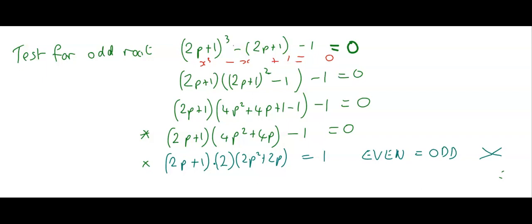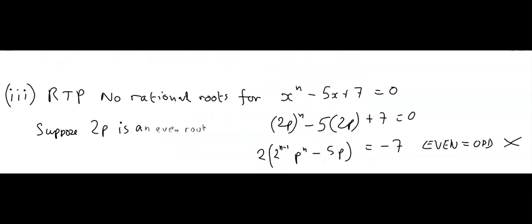This is impossible, and so the equation we have just been given can't have any rational roots, because if it had one, it would be an integer, and we've shown that it can't be even and it can't be odd. In the next part of the question, we are required to prove that x^n - 5x + 7 = 0 has no rational roots.